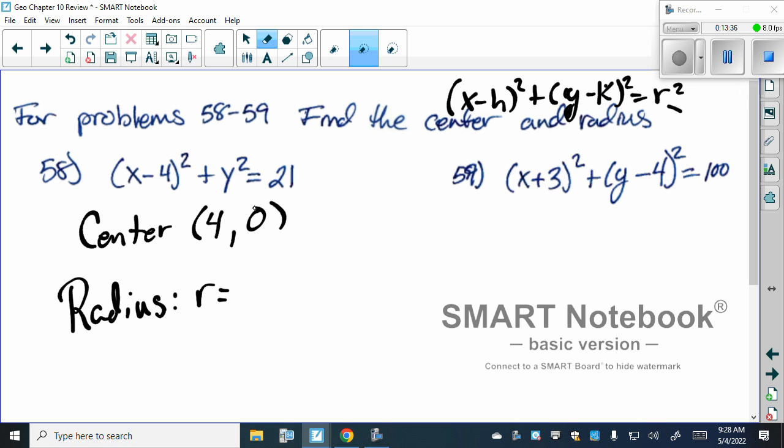Because whenever we just have x squared by itself or y squared by itself, that value is 0. So if it had just been x squared plus y squared, the center is at 0, 0. Now to find the radius, we have to take the square root of 21. Square root of 21 is fine. Because if it gave you, for like the square root of 20, it'll tell you that it's 2 square root of 5. That's the radius.